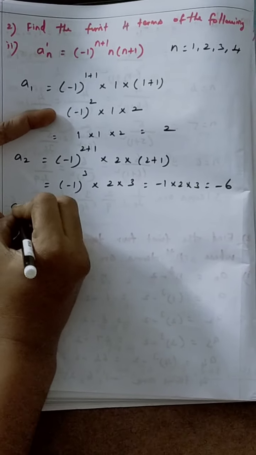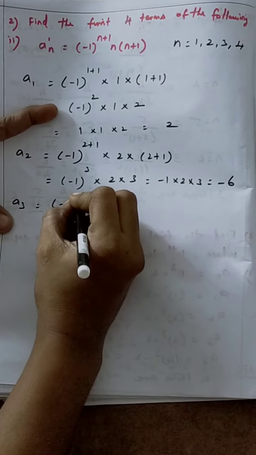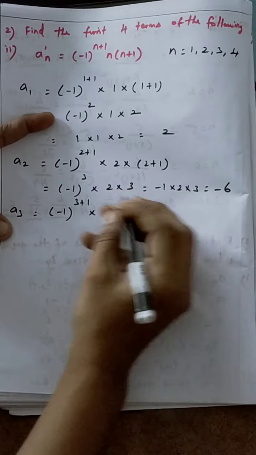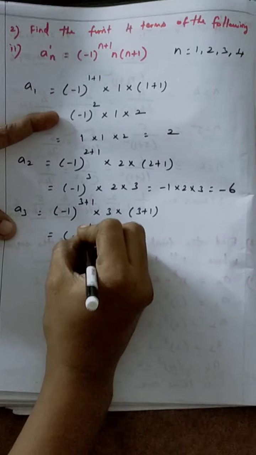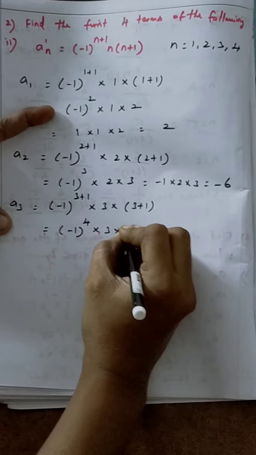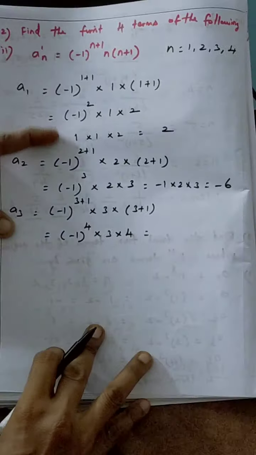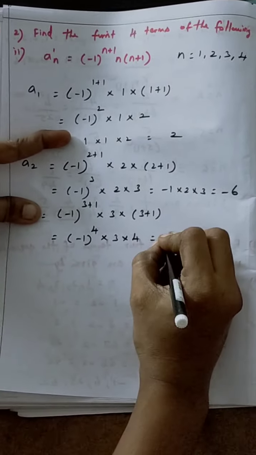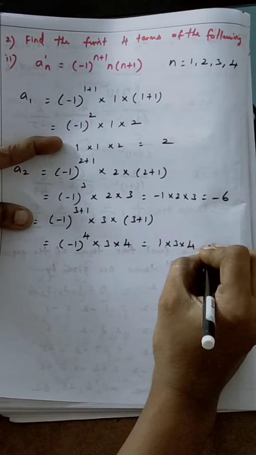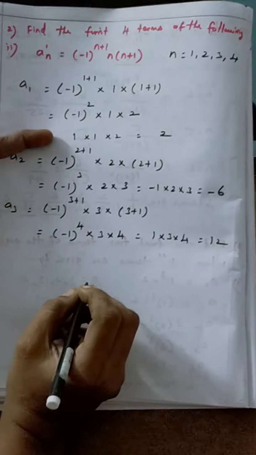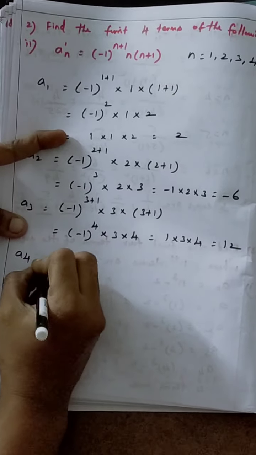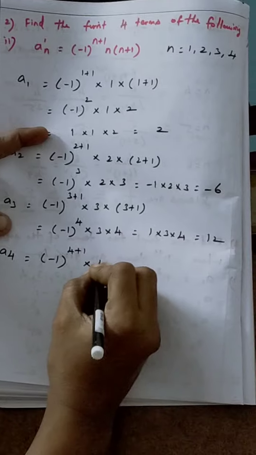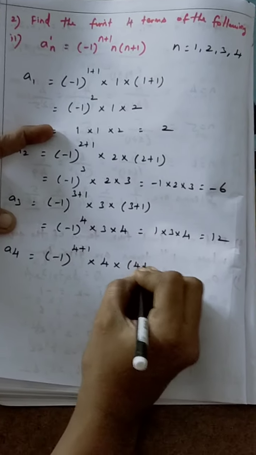Okay, next one is a3. Minus 1 power (3 plus 1) into 3 into (3 plus 1). So minus 1 power 4 into 3 into 4. See, the power term is an even number only, so the sign is plus only. 1 into 3 into 4 equal to answer, 3 4s are 12. Next one is a4 equal to minus 1 power (4 plus 1) into 4 into (4 plus 1).